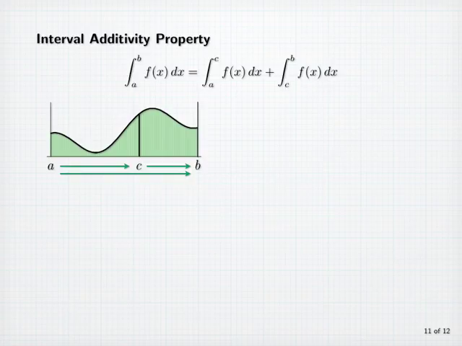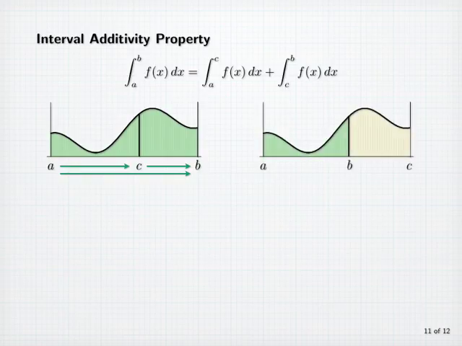Now it turns out that the order of the numbers here doesn't matter. In other words, c doesn't need to be the number in the middle. We'll illustrate this with a few more pictures. Consider this situation here where b is between a and c. If we integrate from a to c, and then add to that the integral from c to b, which is a negative number, we'll end up with the same thing as if we integrate from a to b.